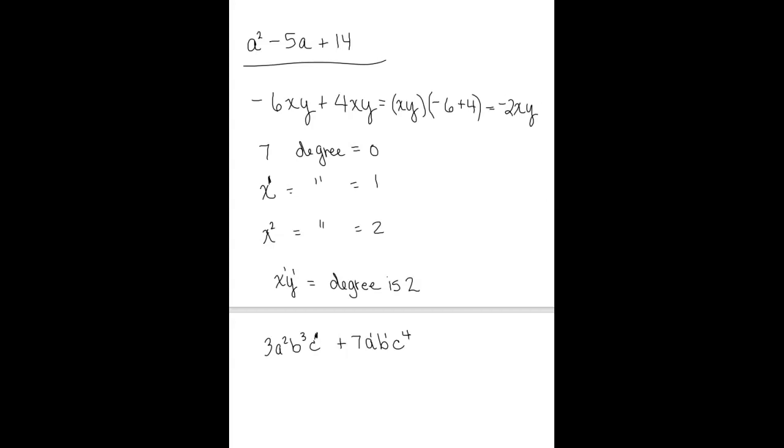So here I have 2 plus 3 plus 1, which is going to give me 6 as my exponent total. And here I've got a 1 plus a 1 plus a 4, and that's also going to give me a 6. So in this case, my degree will be 6.